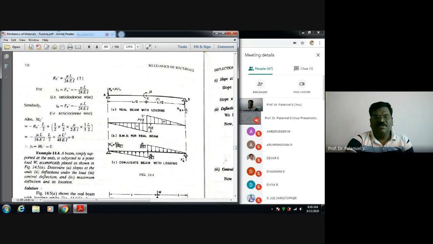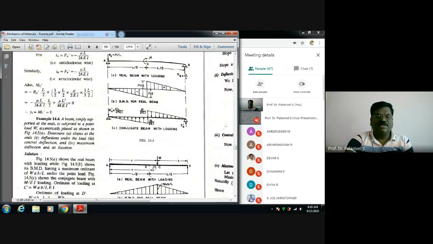Okay, that is why the central deflection is 0. It will not deflect at all. That is why the deflection you are getting is 0. The bending moment value of the conjugate beam here comes 0. Okay, that he has done.